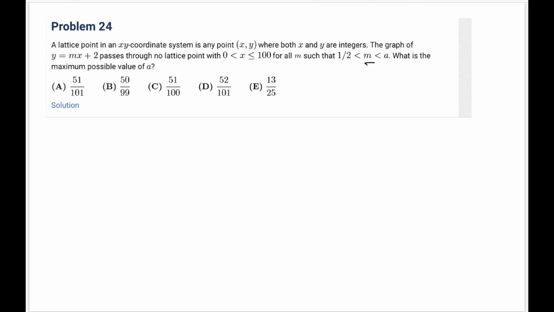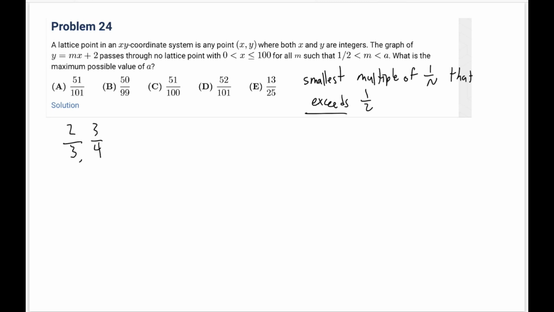Okay, so what we need for m is, so each fraction is a fraction. So we need the least fraction, right? So we need the smallest multiple of 1 over n that exceeds 1/2, right? And so if n is 3, then it will be 2 over 3 because it's the smallest multiple of 1 over 3 that exceeds 1/2. And then if n is 4, then it will be 3 over 4 because it can't be 2 over 4 since it has to exceed 1/2.